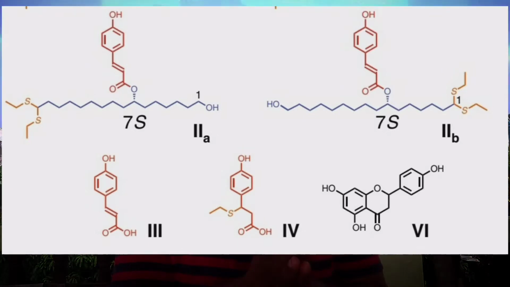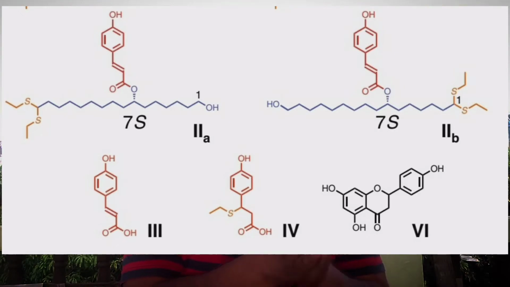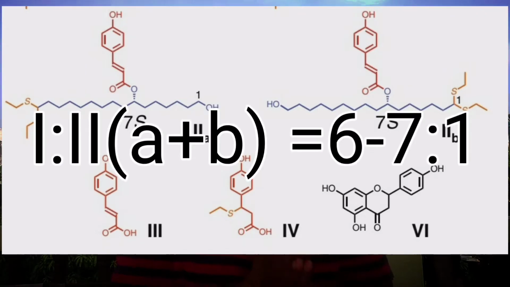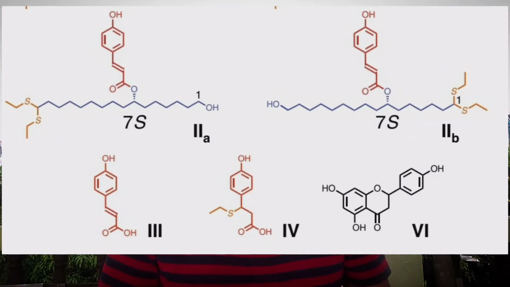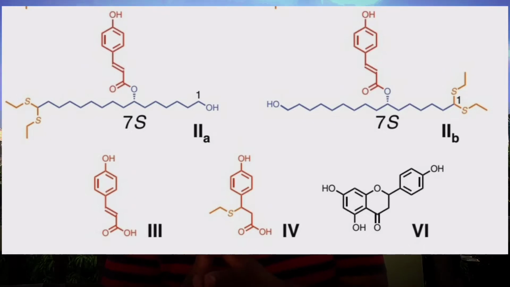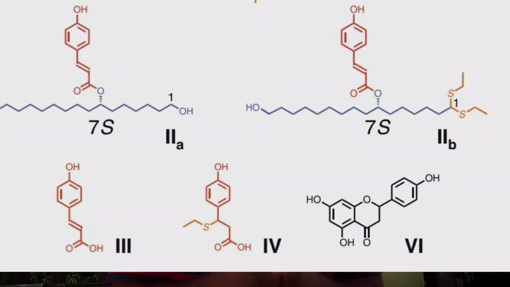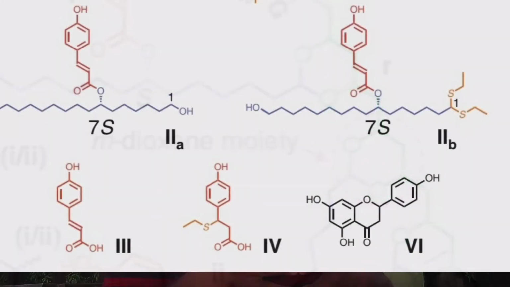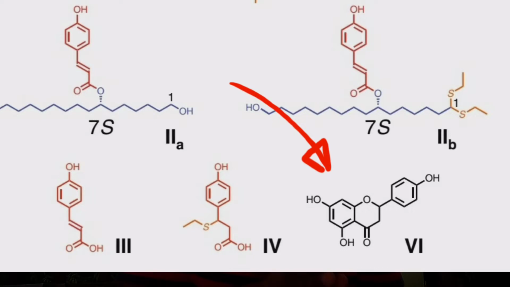So if you talk about the predominance of these two molecules, 1 versus 2A plus B, the ratio is about 6 to 7 is to 1. So about 6 to 7 times this dithioethyl derivative of long fatty acid chain is present in comparison to their hydroxylated derivatives. Now there were some minor components like para-Coumaric acid, some dioxane molecules, and also some naringenin molecules were found.